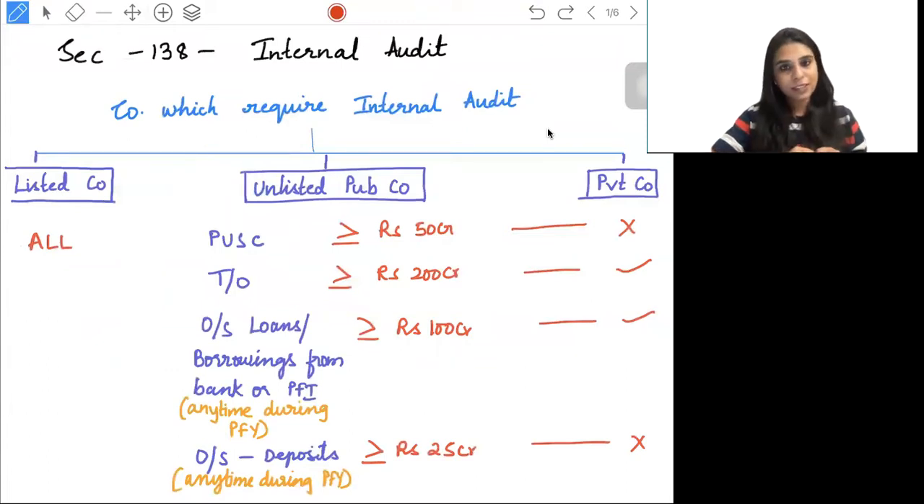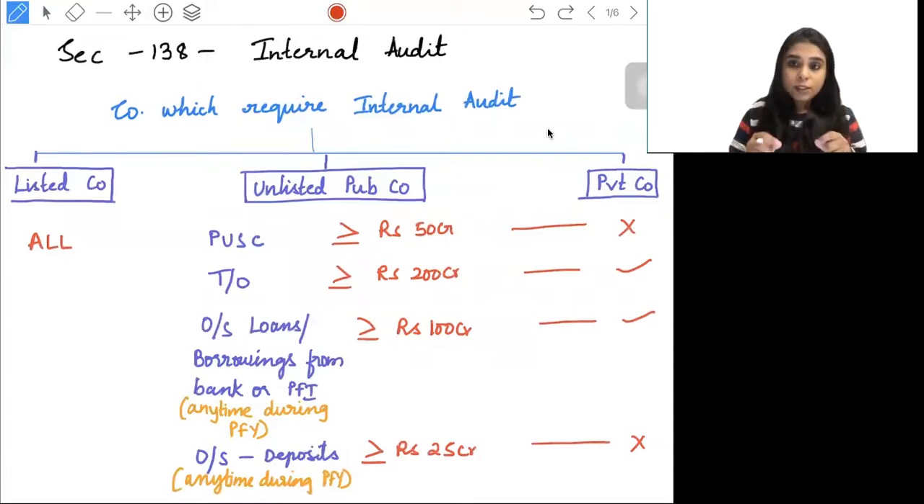Section 138 talks about, first let's understand to whom all this internal audit applies. See, internal audit is a very costly affair. Every company cannot afford an internal auditor and cannot spend so much time on getting this internal auditing done, because the cost will be more for them than the benefits. But if it is a big company, the benefits of internal audit are more than their cost.